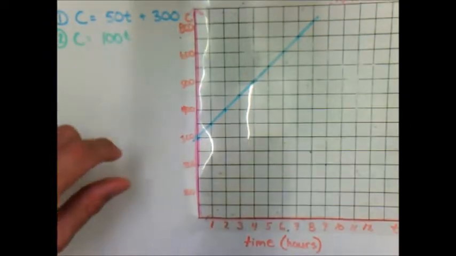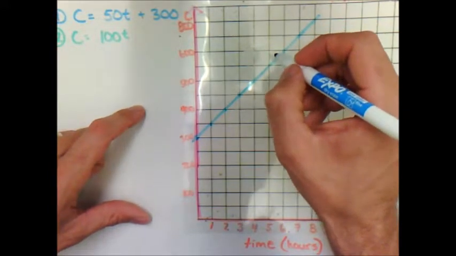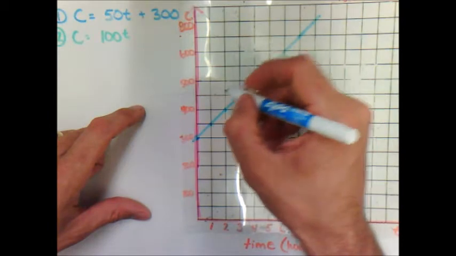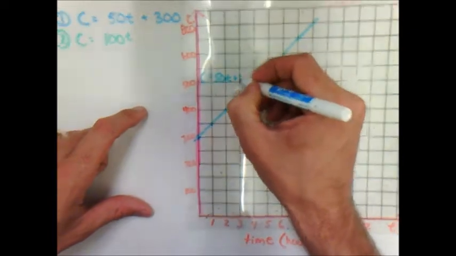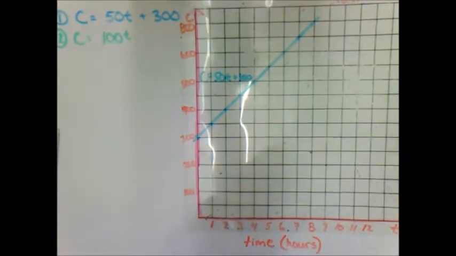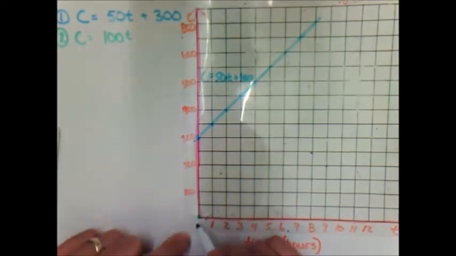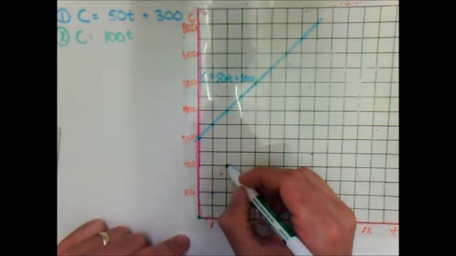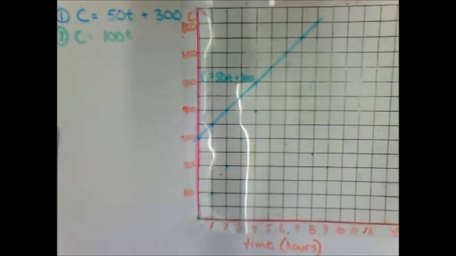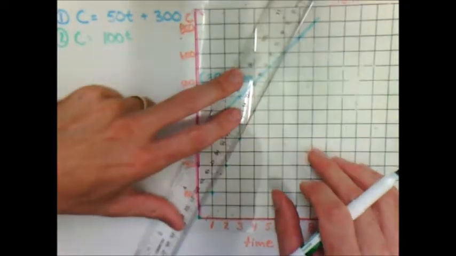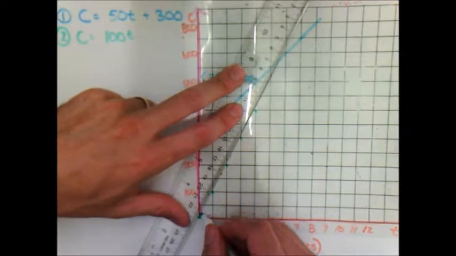Alright. And I want to make sure I label that. I'm going to label it just out of the way here. We've got C equals 50t plus 300 in blue. And we'll move down to the cost of renting the plane. The y-intercept is 0, and the rise over run is 100, so every hour he's going to cost $100. 2 hours is $200, 3 hours is $300, 4 hours is $400, etc. And I now have enough information to draw a straight line through those points.